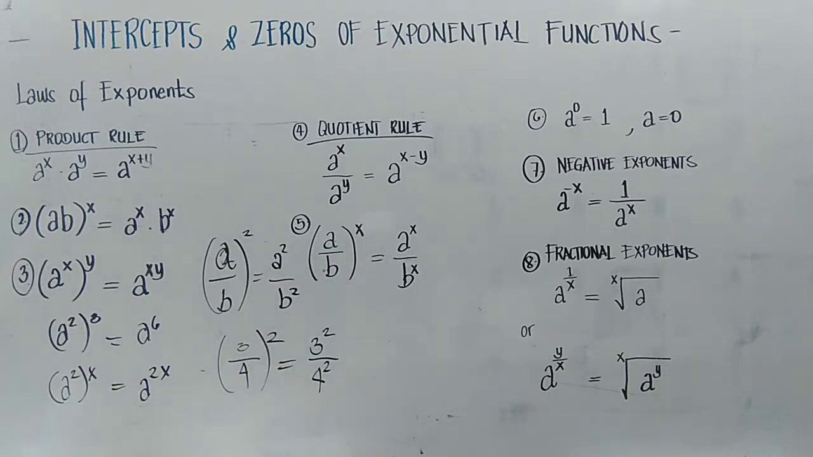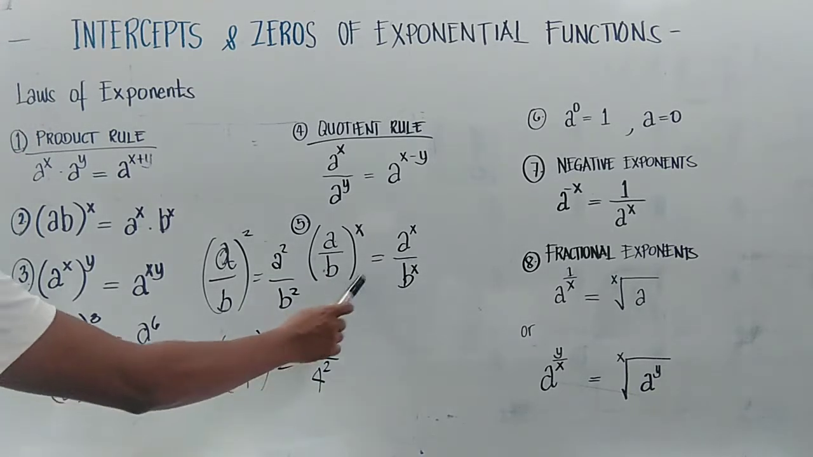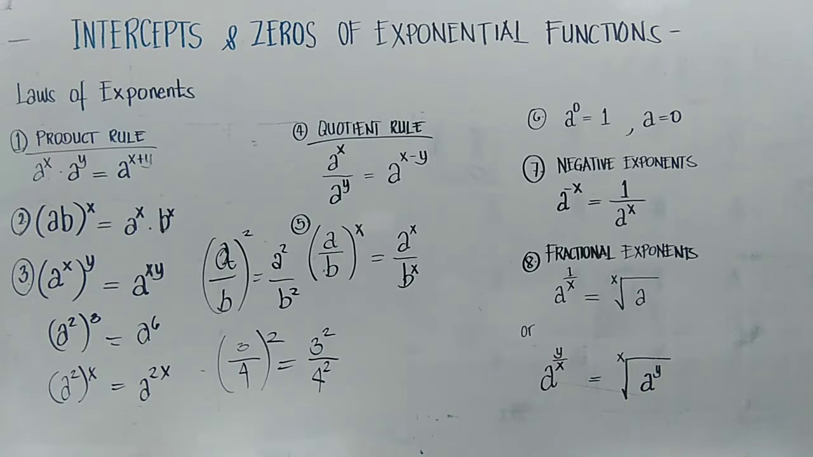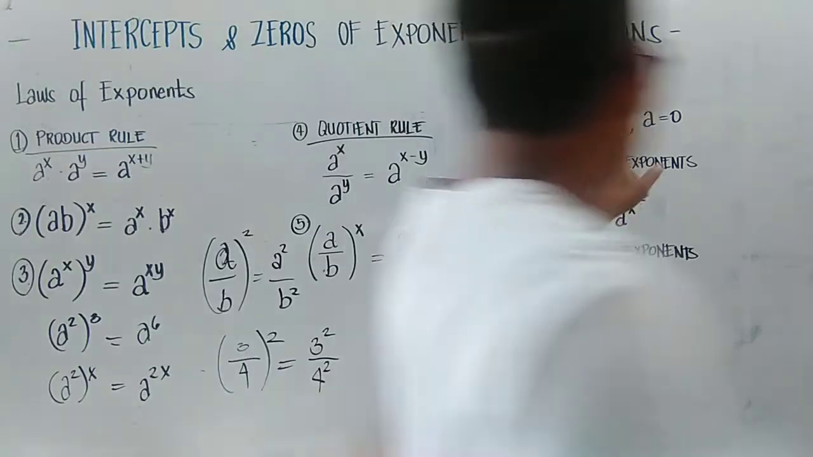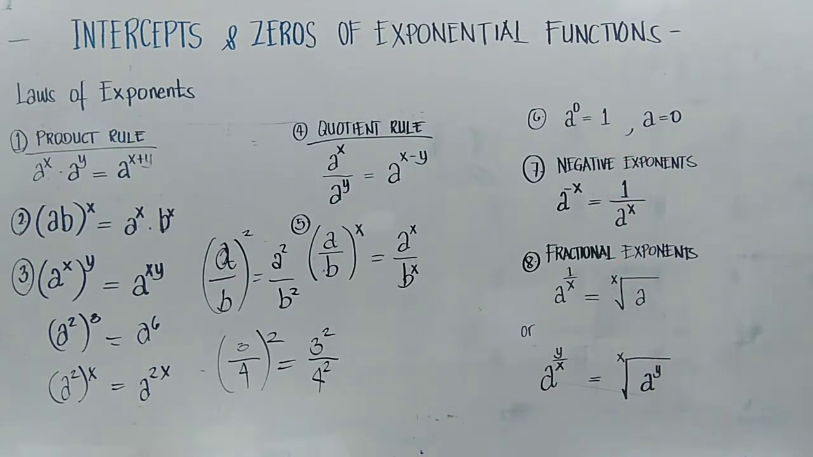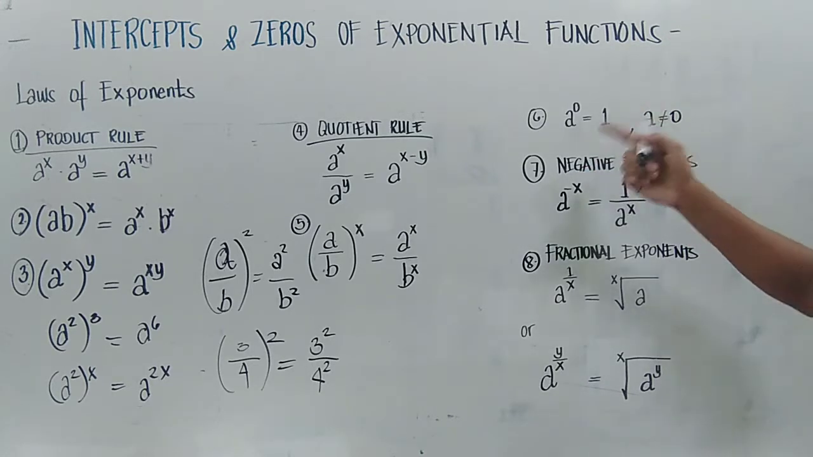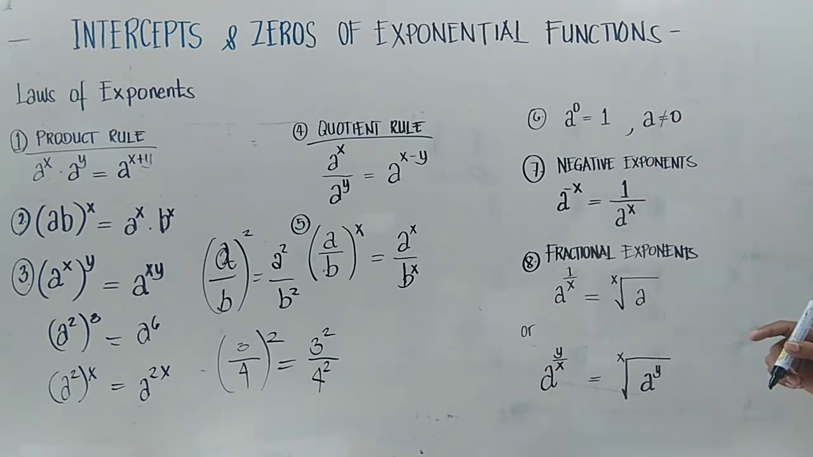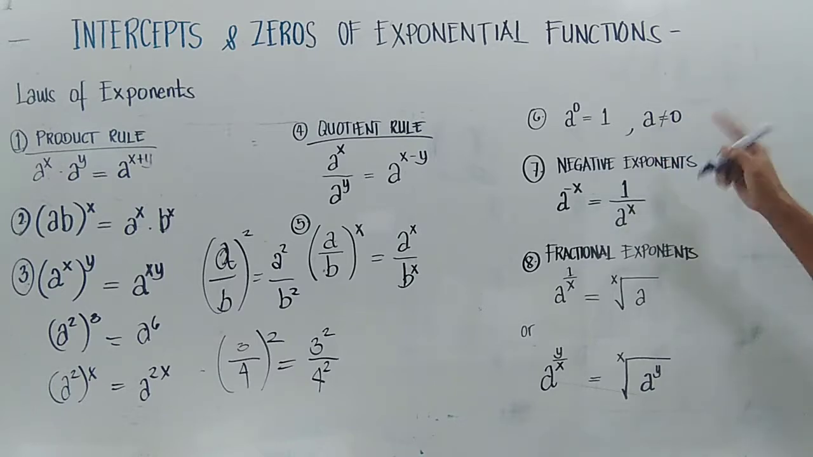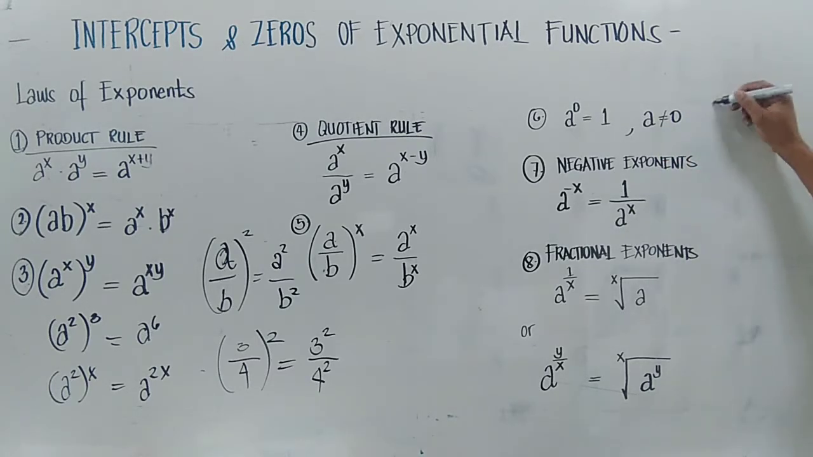So that is how to apply rule number 5 of the laws of exponents. Let's proceed to number 6, a very basic rule. Any number raised to 0 is equal to 1, but a should not be equal to 0. Again, any number raised to 0 is equal to 1, where a is not equal to 0 because 0 raised to 0 is undefined.